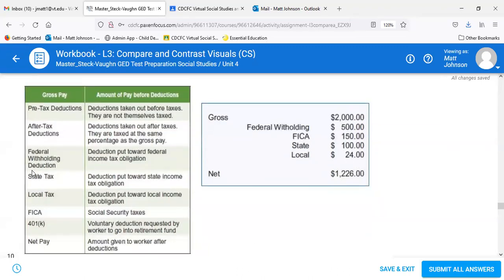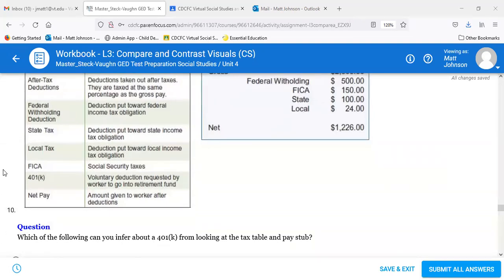After tax deductions, so deductions taken out after taxes, they are taxed the same percentage as the gross pay. Federal withholding deduction, right? So that's a deduction toward federal income tax obligation. State tax, right? Then you have your deduction put towards state income tax. We all pay state taxes as well. Local taxes, depending on the rate, right? Deduction towards local income. FICA, we talked about that, right? Social Security tax, the Federal Insurance Contributions Act. That's also like Medicare, right? So that's taken out. 401k, a voluntary deduction requested by the worker to go into a retirement fund. So some of those are pre-tax, some of those are after-tax. Net pay, amount given to worker after deductions.